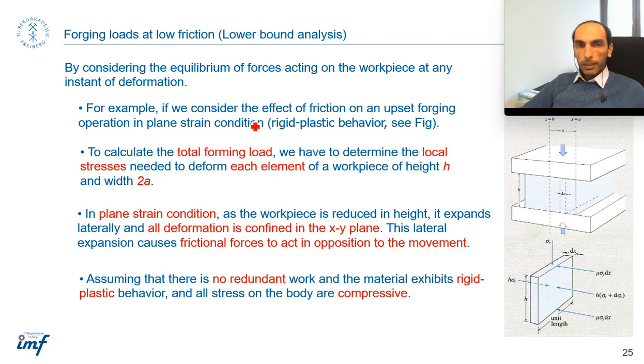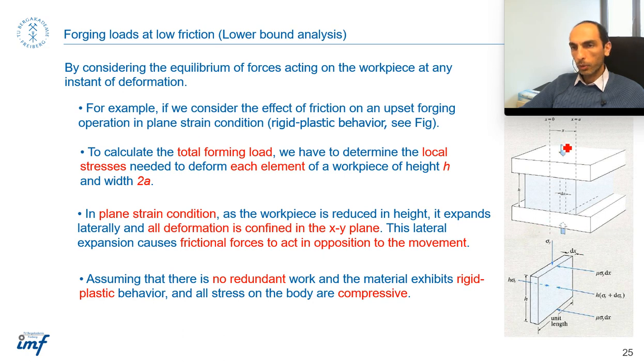We apply the friction on the offset forging as shown in this figure under the plane strain condition, and of course the rigid plastic behavior. So the elastic behavior is excluded, and the plane strain, what does it mean, plane strain here in this figure?